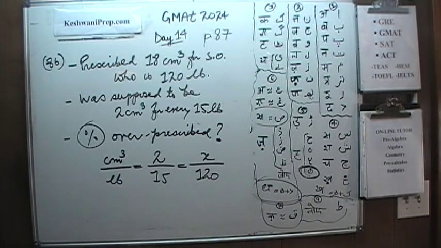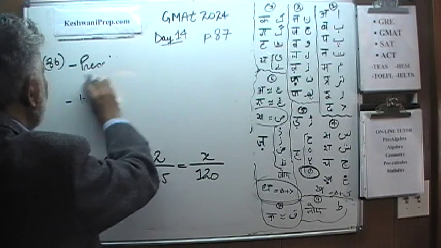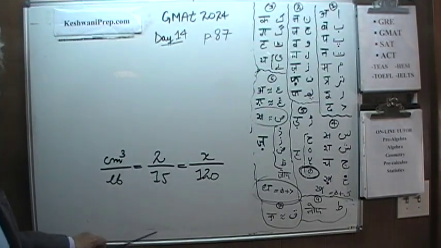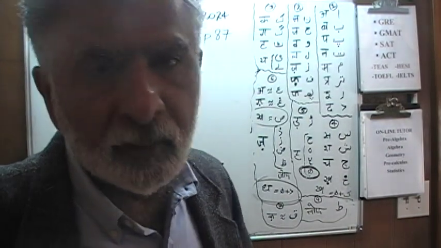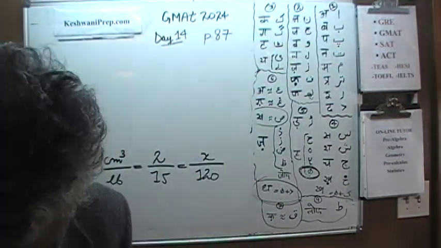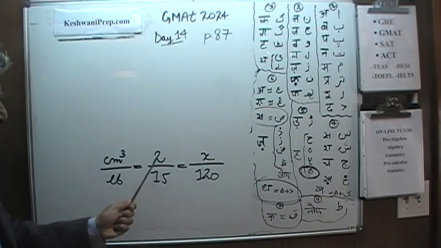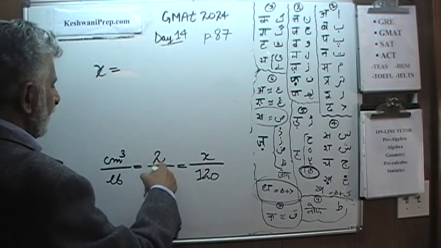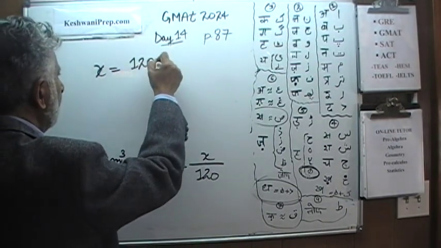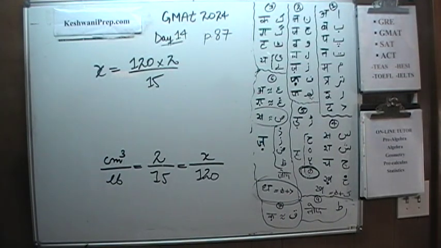Let's continue this from the top. There is no room on the bottom here. That will tell us how much he should have been prescribed, and once we know how much he should have been prescribed and how much he was prescribed, we can figure out the percentage. So, cross multiply: x equals 120 times 2 over 15. What can we do?